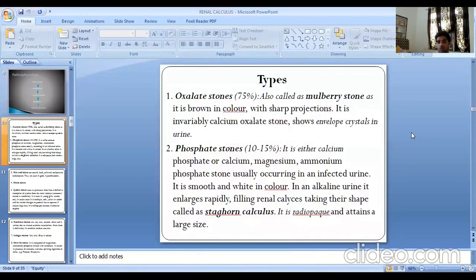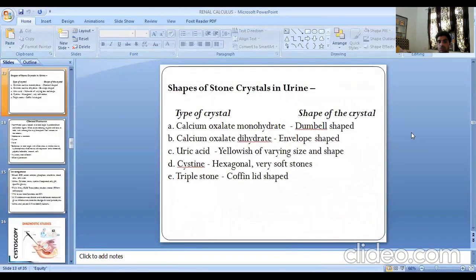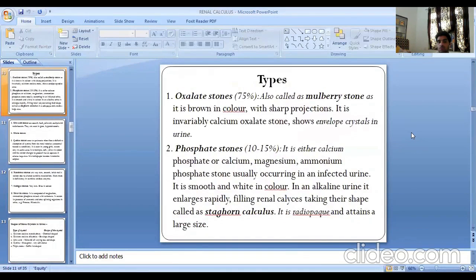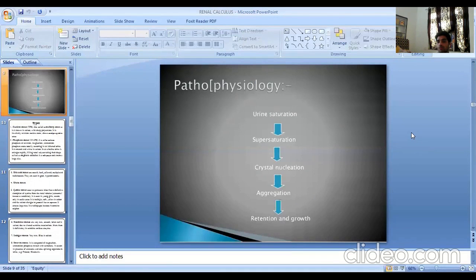Students, this is all about the definition, etiology, causes, and pathophysiology of renal stone, which is called stone in kidney or urolith. Okay, students. The remaining part will be discussed in another class.